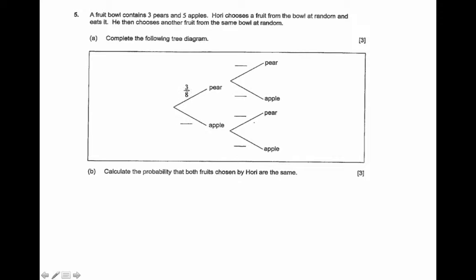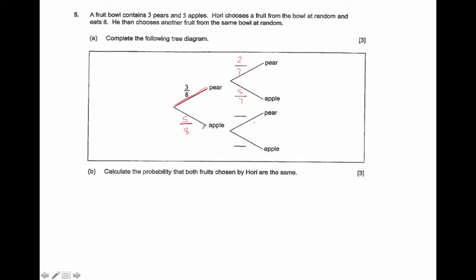So 3 out of the 8 bits of fruit are pears, so there must be 5 apples, so 5 out of 8 there. If we go along this branch, it means he ate a pear. So the number of pears is going to decrease by 1, and the number of fruit in the bowl will decrease by 1. But if we go up this branch, that means he's eaten a pear. So the number of apples hasn't changed. So the number of apples is still 5, but he's eaten something.